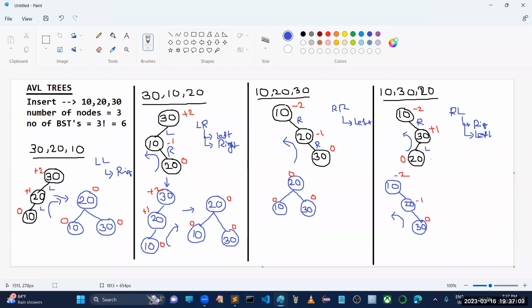It is right rotation. I think in this direction we have to take. Yes. So now here what will happen? Like this, if you rotate, then your 20 will become the root node. Left subtree will become 10. Right subtree will become 30. So what about the balance factors? Your balance factor will become 0. So 0 and then 0.